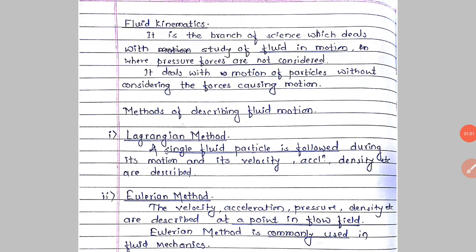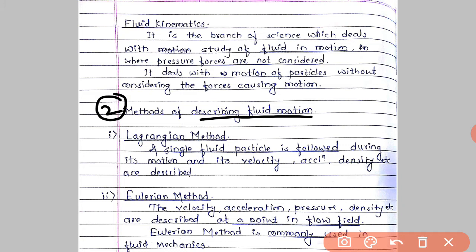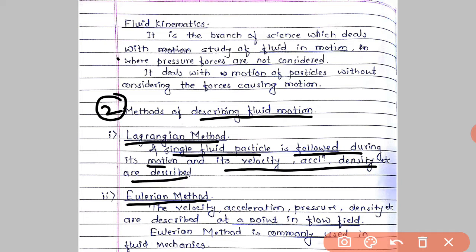Now we are going to see different methods of describing fluid motion. There are two methods to describe fluid motion. The first one is the Lagrangian method and the second one is the Eulerian method. In the Lagrangian method, which is a simple method, we have to follow a single particle. A single fluid particle is followed during its motion, and its velocity, acceleration, density, etc. are described. See here, this is a fluid particle.